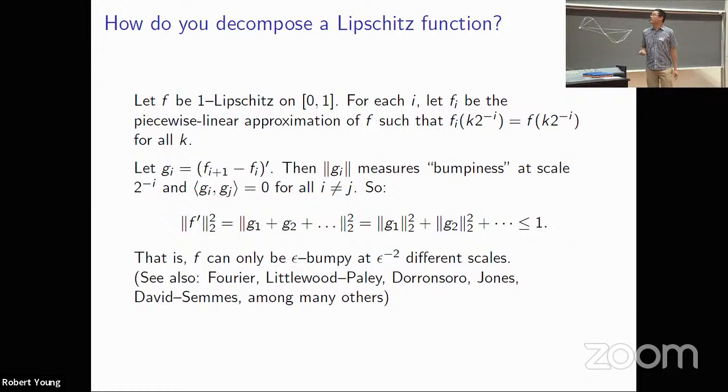It shows up in Fourier series, in Littlewood-Paley theory, in Dorronsoro's inequality on approximating Lipschitz functions by affine functions, in the Jones traveling salesman problem, in David and Semmes' work on uniform rectifiability, in a lot of places in analysis. And today what I want to do is try to apply similar ideas in geometry. So how do we do that?